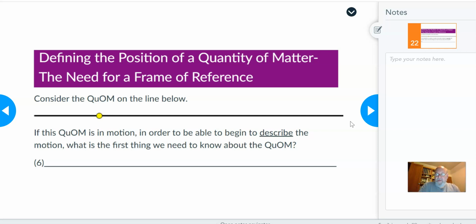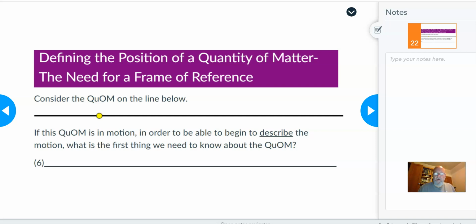So, defining the position of a quantity of matter, the need for a frame of reference. So consider the quantity of matter, this little yellow ball on the line below. If this quantity of matter is in motion in that straight line there, in order to be able to begin to describe the motion, what is the first thing that we have to know about the quantity of matter? Okay, and this may be too obvious to think of, but go ahead and think of this.